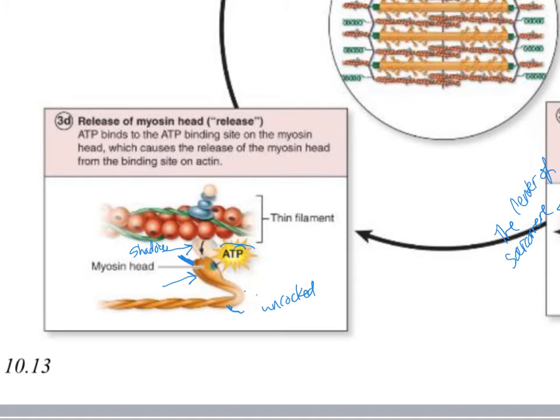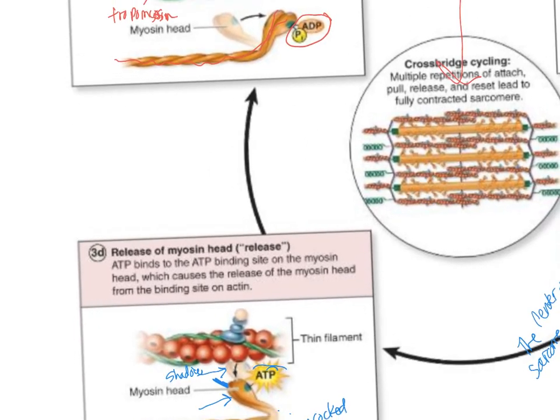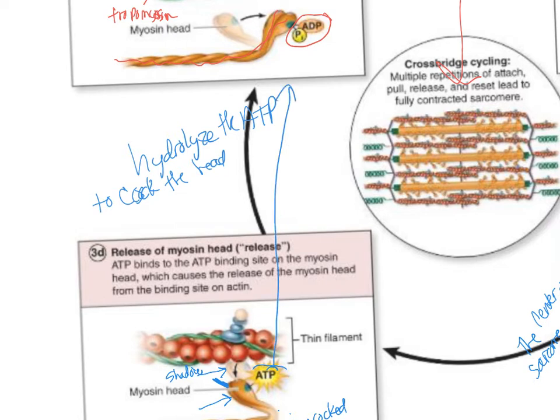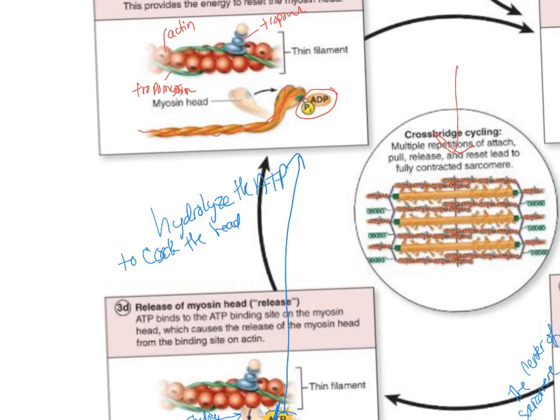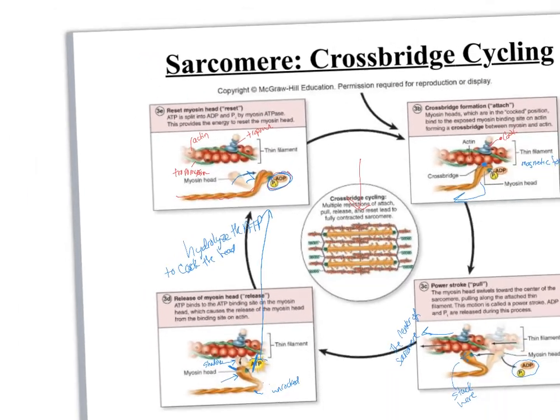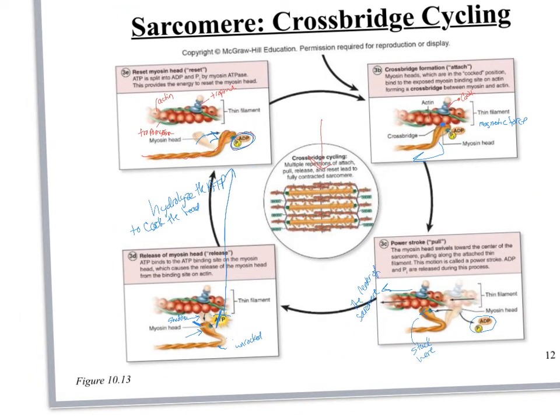And you're going to do that, and they're not showing that here. I'll just write it in. Hydrolyze the ATP to cock the head. So you go from here to here by hydrolyzing the ATP molecule. That causes the head to pop up into a position where it can be used again. And now you have, again, an ADP and a P molecule attached to the myosin head. Okay, you want to draw this out many, many times. Okay, next slide.